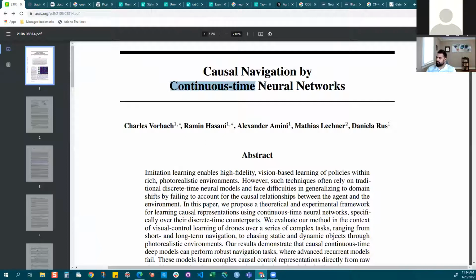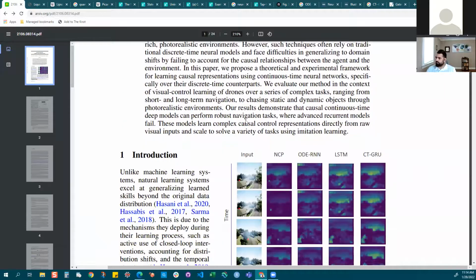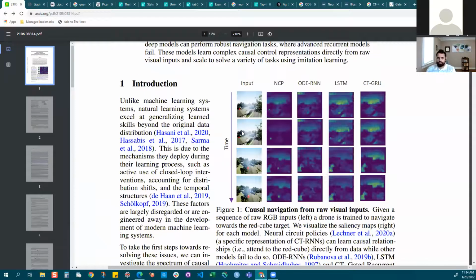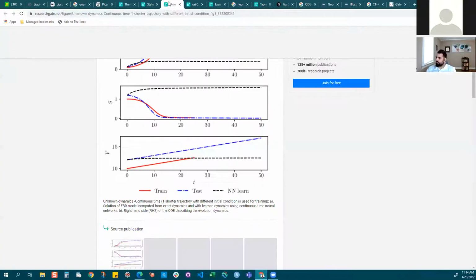They're using continuous time neural networks. Data is measured through time without any interruptions. And that's the case of drones. When it's taking video or when it's looking at the environment, it is continuous time. So that is another concept.